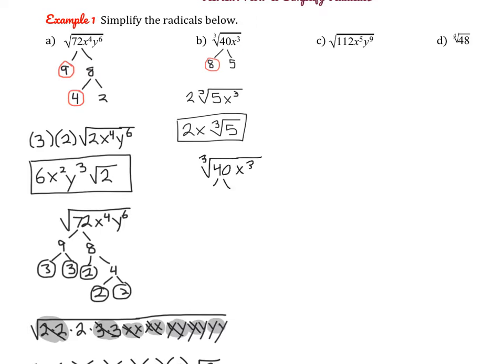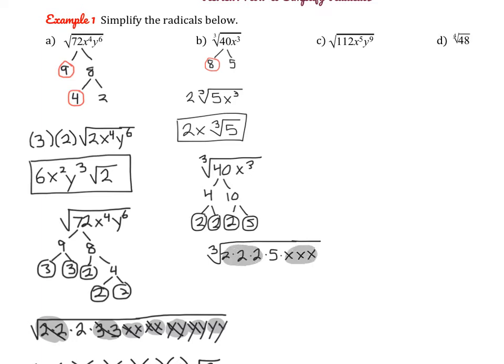So you factor it all the way down. Maybe this time you see 4 and 10, and then you see 2, 2, 2, and 5. So it becomes the cube root of 2 times 2 times 2 times 5 times x times x times x. But this time, since it's a cube root, we're actually looking for groups of 3.